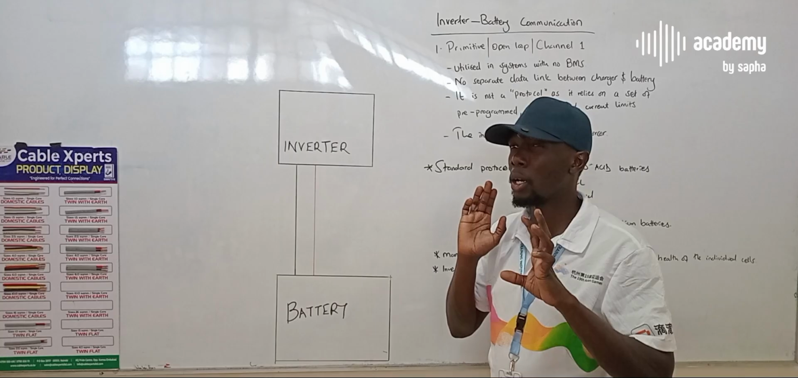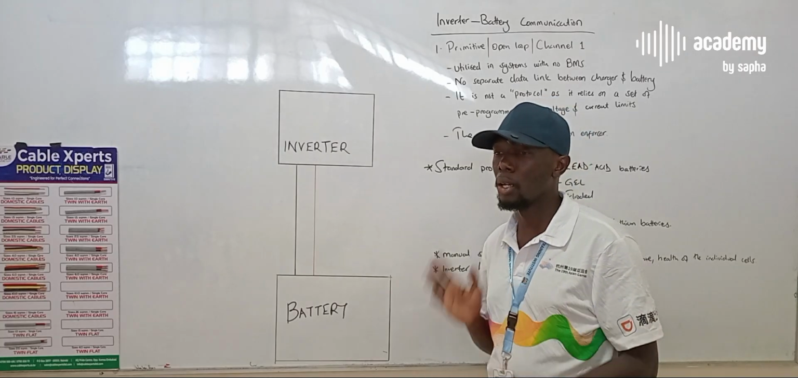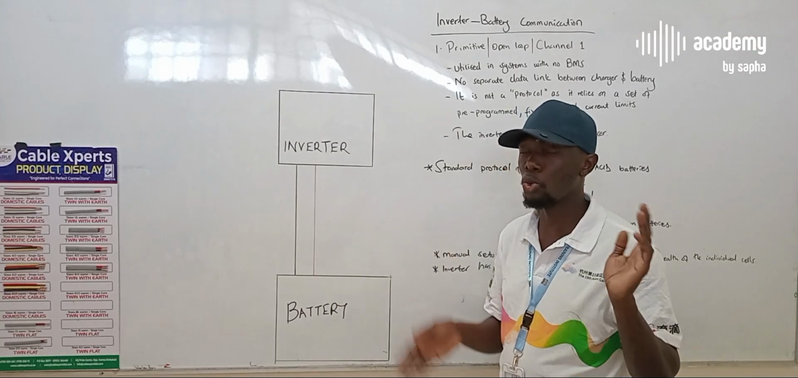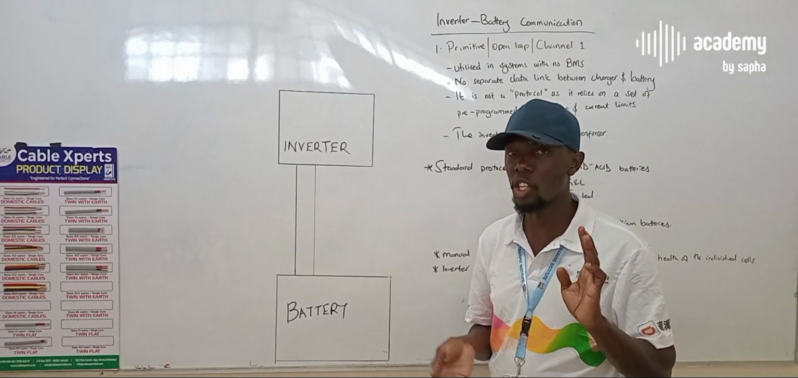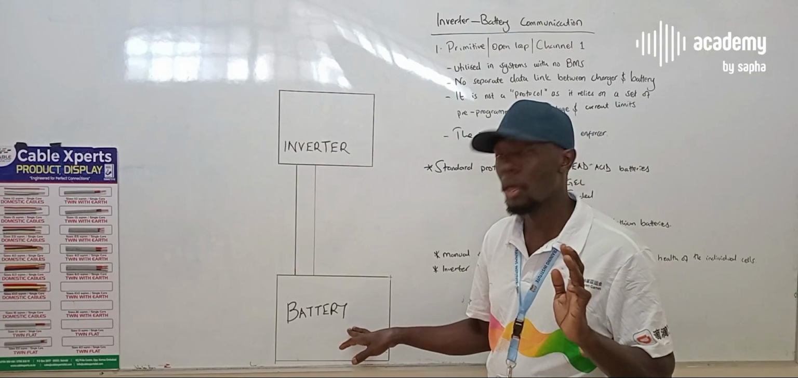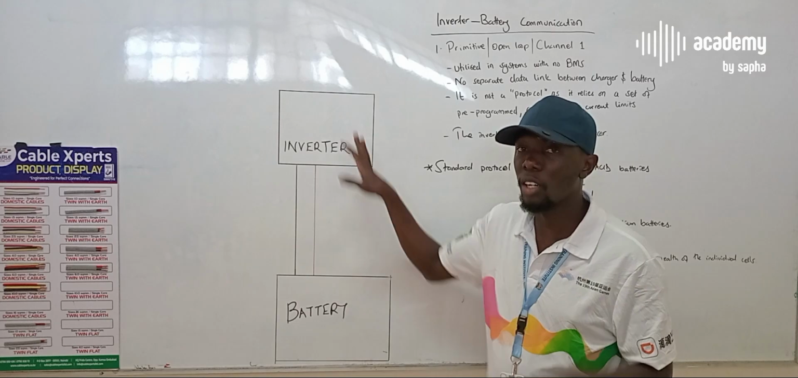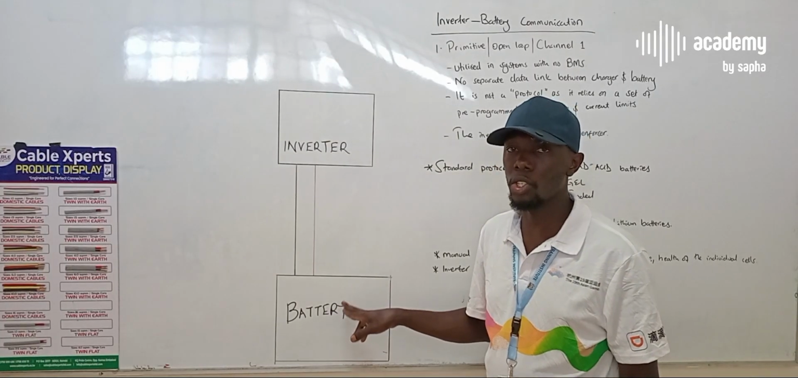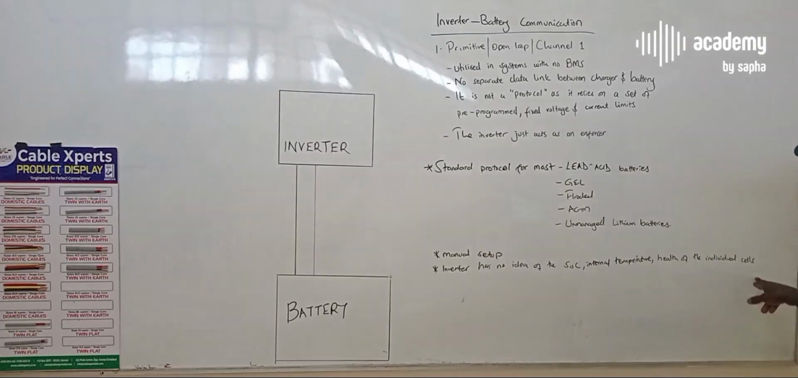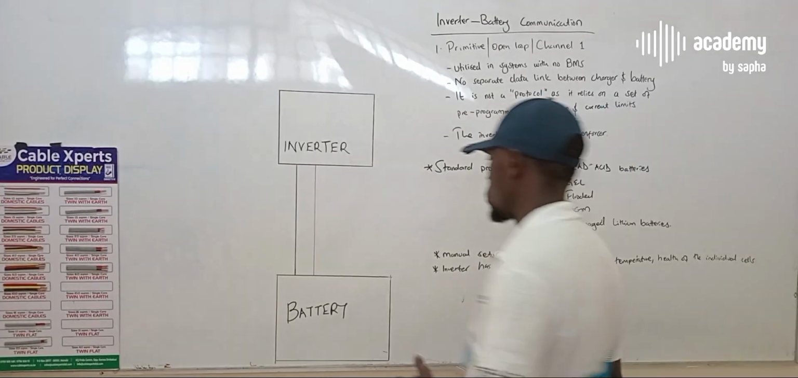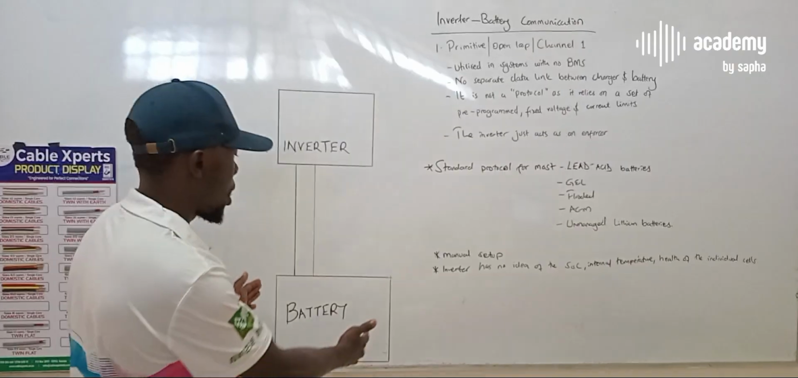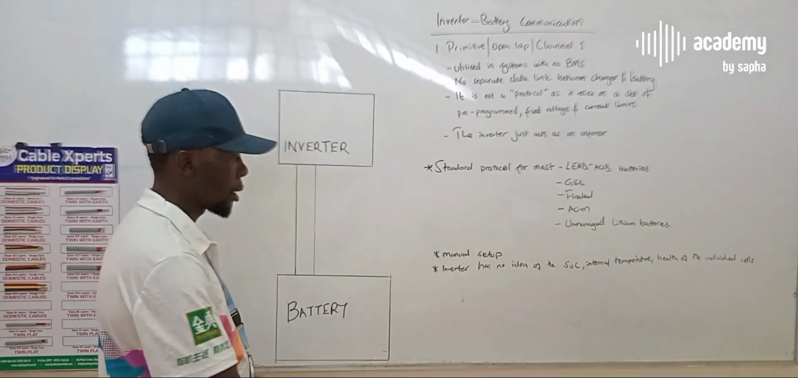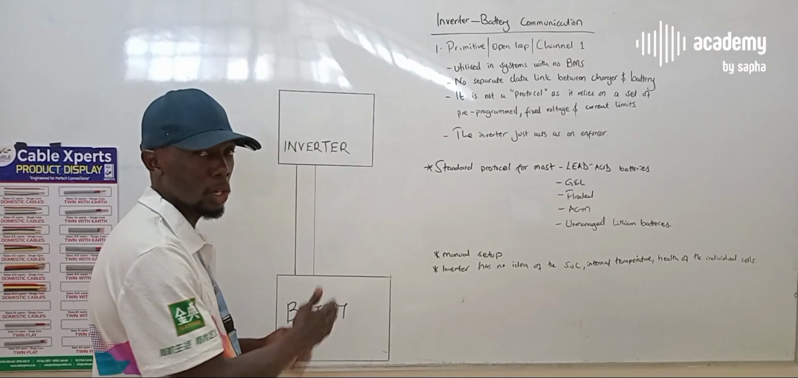So in our previous sessions, we've said if the temperature is too high or too low, it will affect the charging and discharging profile of the battery. But in this system, the inverter will never be exposed to the battery's internal temperature and health of the individual cells. Now, as you know, a 12-volt battery or a 24-volt battery is a pack. Inside that pack, we have got individual cells.